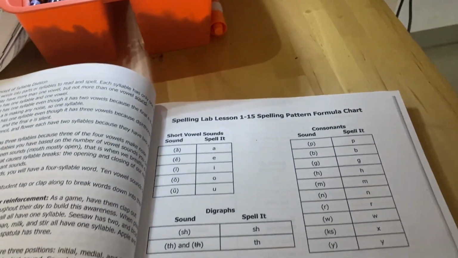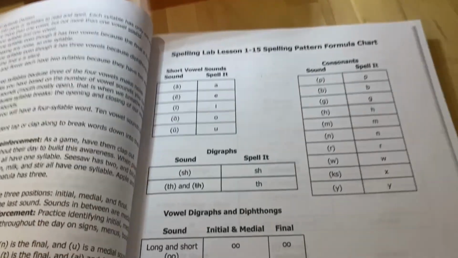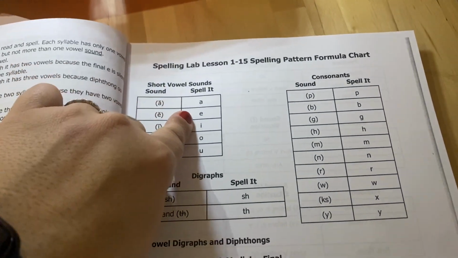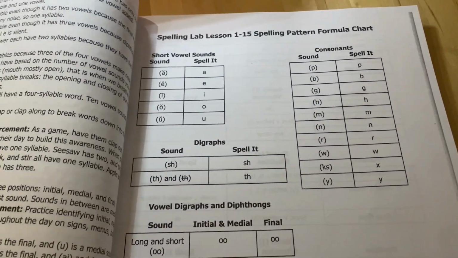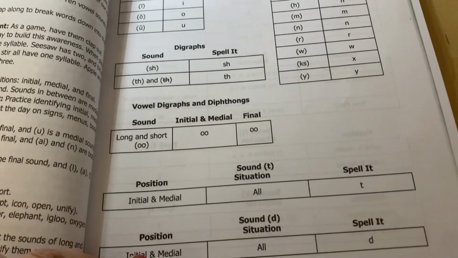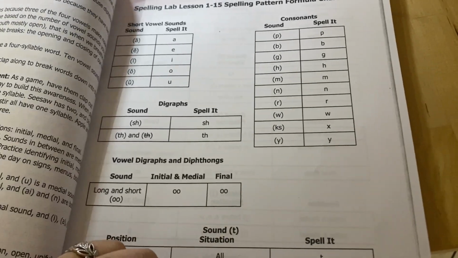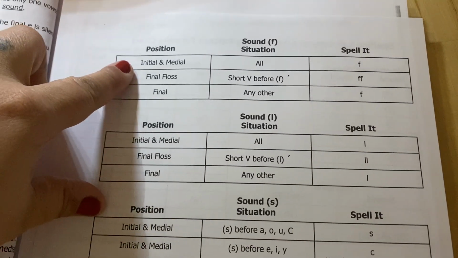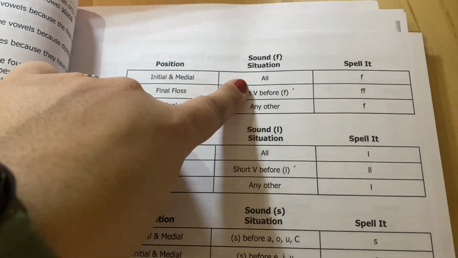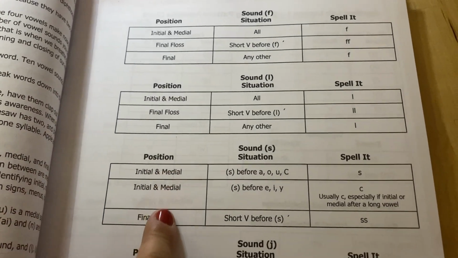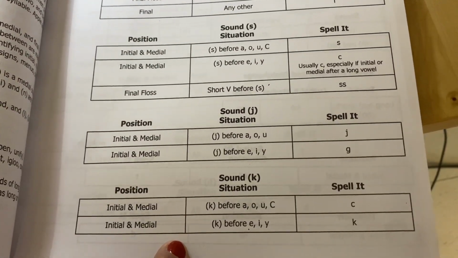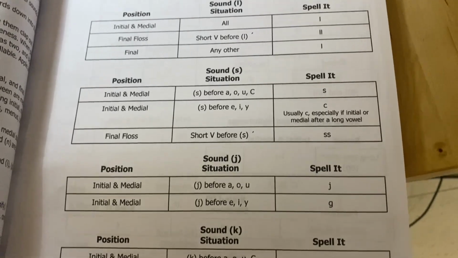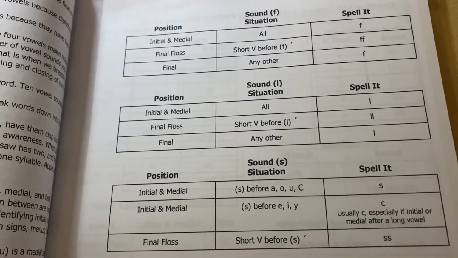And then we went over this spelling pattern formula chart, and we went through some of these. Some of the kids were like, oh yeah, I remember this, and this is really easy. But then when I gave them the back side, which had the initial, medial, final floss positions, the sound situations, they started to be like, oh, that's a little bit different.